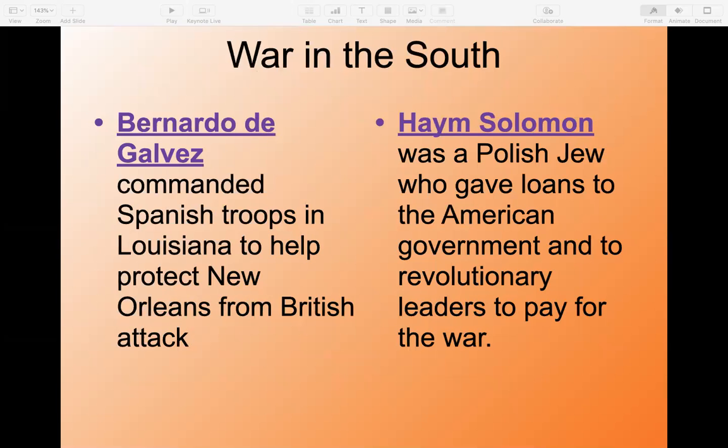War in the South. Bernardo de Galvez and Haym Solomon. Bernardo commanded Spanish troops in Louisiana to help protect New Orleans from British attack. And Solomon was a Polish Jew who gave loans to the American government and revolutionary leaders to pay for the war.